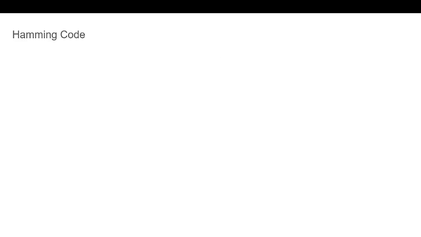Next, with this we will go for Hamming codes. Hamming codes are useful in correcting 1 bit errors. So parity was detecting 1 bit error, and now with Hamming codes we can correct 1 bit error. So we will add parity bits at position 2 to the power i.